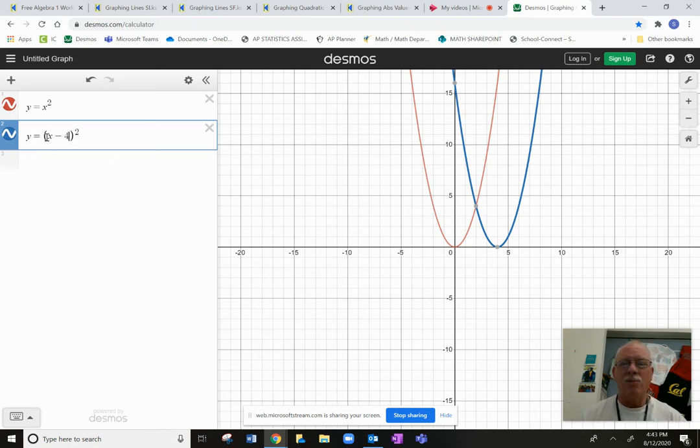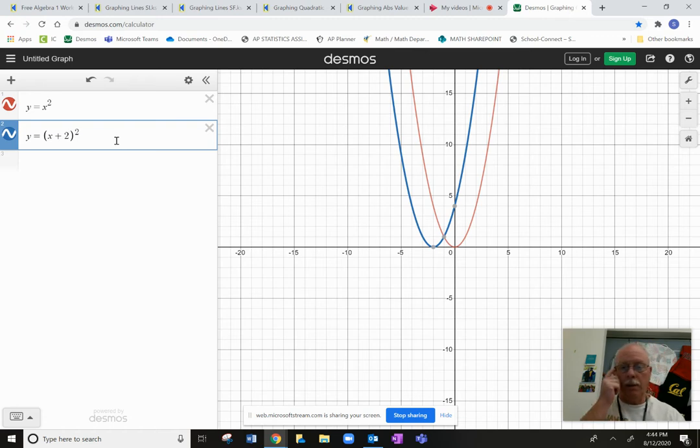And the reason why is it's zeroing the function out, right? If you put a 4 in for x, you get 0 out for y. So it's zeroing the function here to 4, 0, the focal point or minimum value or something like that. Similarly, if I put in a +2 here, it's going to move the graph left 2. Okay, so we're comparing things. All right, so that's how quadratics work.